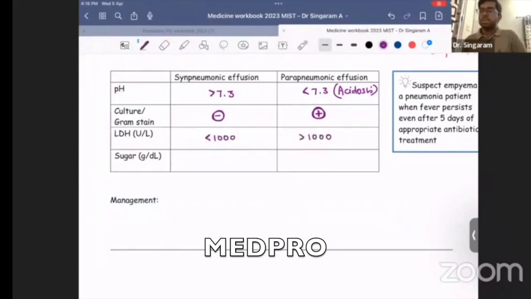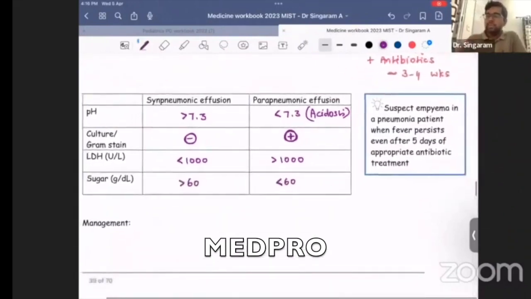Please have this in mind. Sugar levels, I told you, low sugar levels will be a reflection of severe infection and inflammation, which will be encountered in parapneumonic effusion. The level will be less than 60, whereas in synpneumonic effusion, the level will be more than 60. That's what you need to remember. So these are the differences between parapneumonic effusion and synpneumonic effusion.